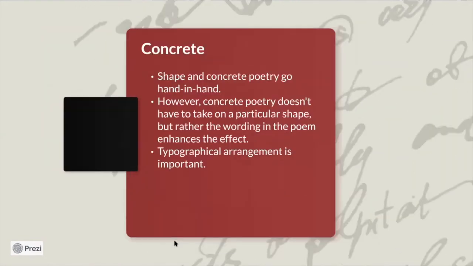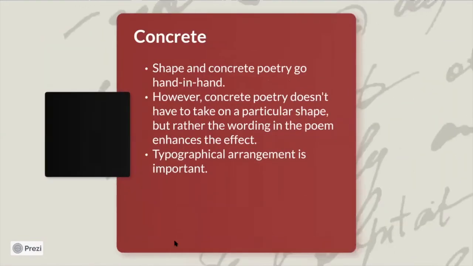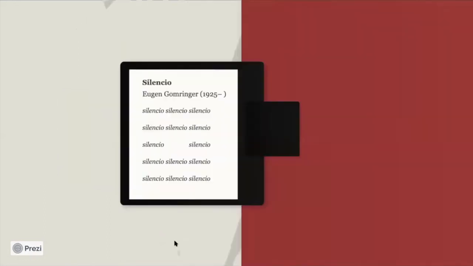Concrete poetry is similar to shape poetry. They go hand in hand. However, concrete poetry doesn't necessarily take on a particular shape, but rather the wording of the poem enhances the effect. And it uses different type or typography to create its effect.